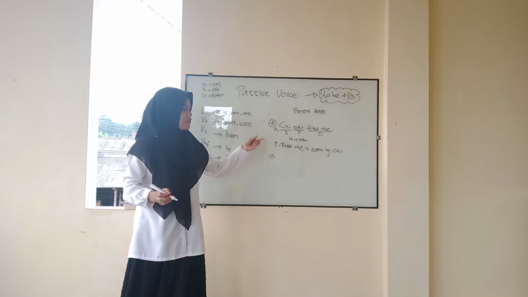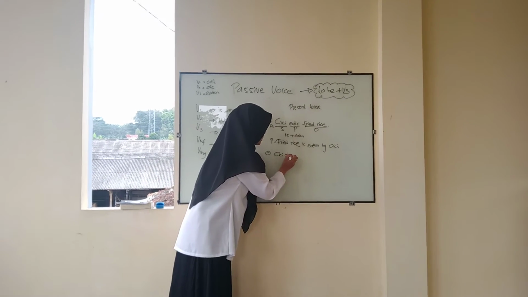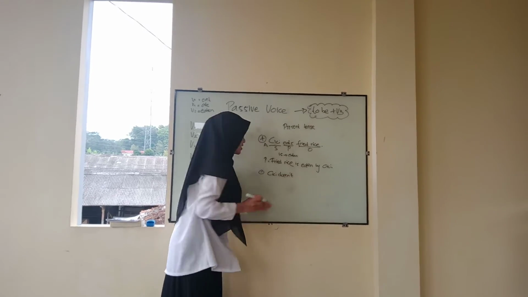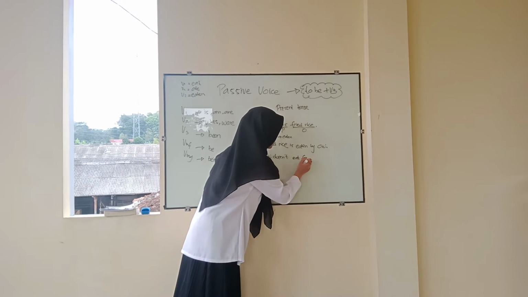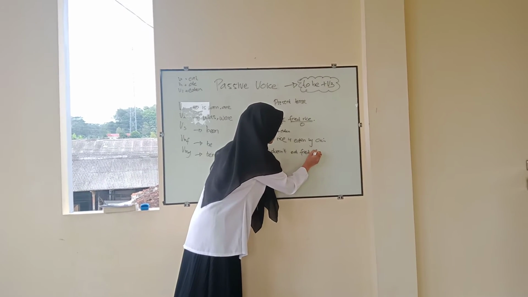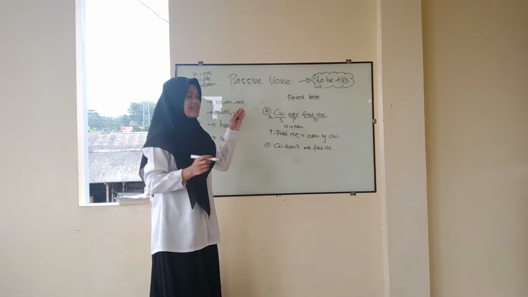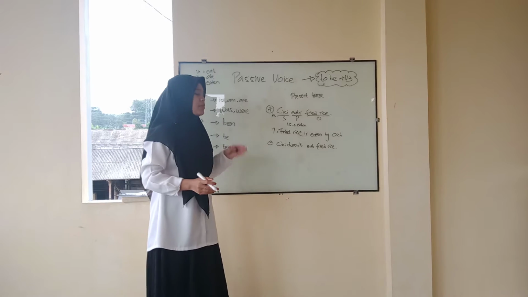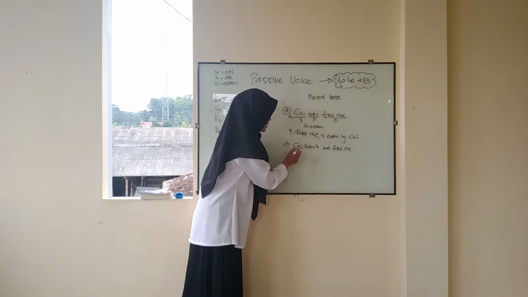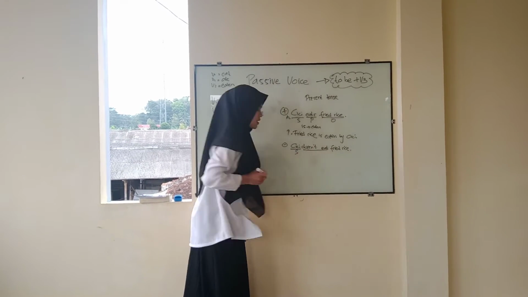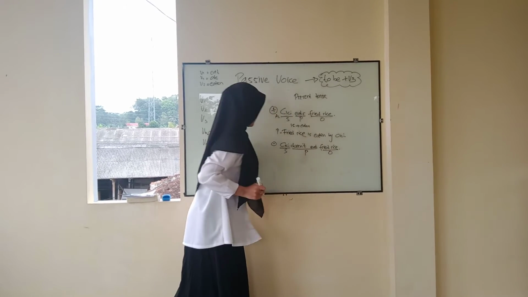What is the negative form for this sentence? Cici doesn't or does not eat fried rice. Okay, so what should we do? Let's analyze this. Where is the subject, where is the predicate, and where is the object? Cici as the subject, yes. Doesn't as the predicate. Yes. Fried rice as the object.